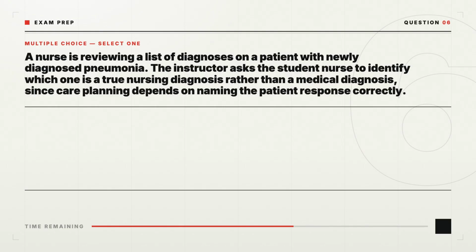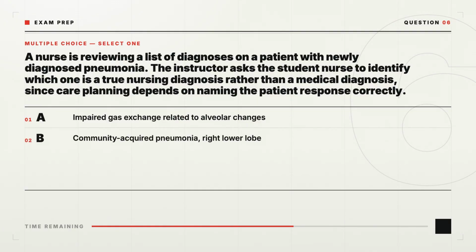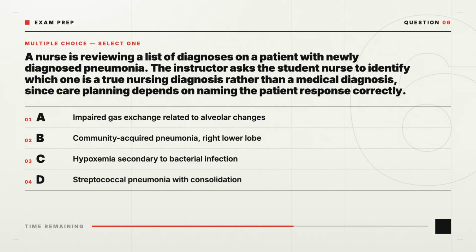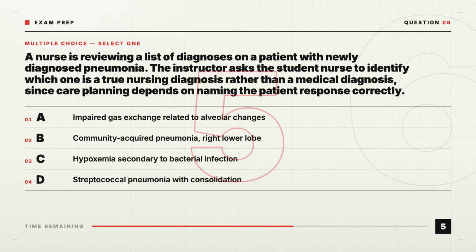Your options are A. Impaired gas exchange related to alveolar changes. B. Community-acquired pneumonia, right lower lobe. C. Hypoxemia secondary to bacterial infection. D. Streptococcal pneumonia with consolidation. Which would you go with? Lock it in before the reveal.